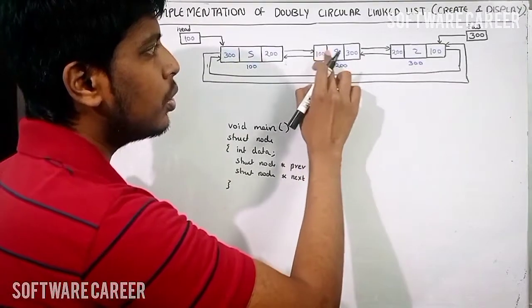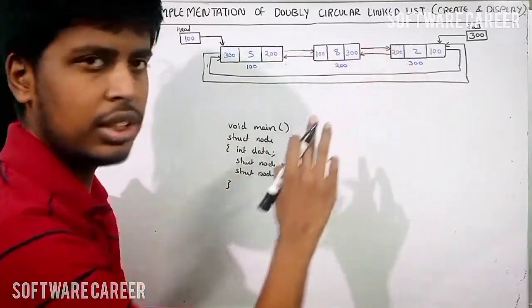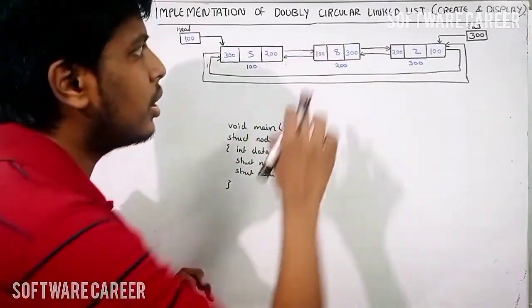So there will be two links: one in the backward direction and one in the forward direction. This is a double linked list. Now it's not just a double linked list, it's a circular linked list.